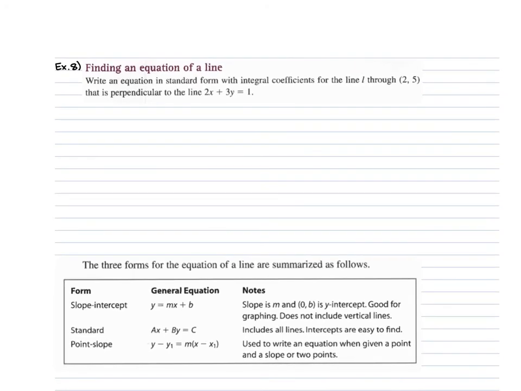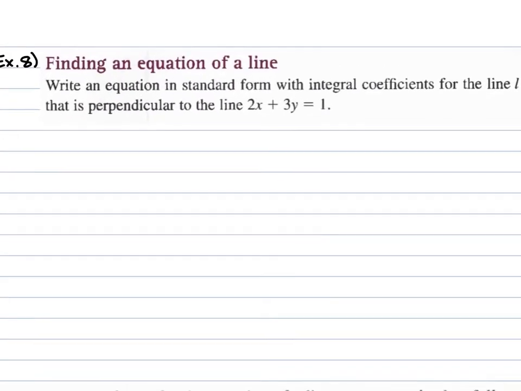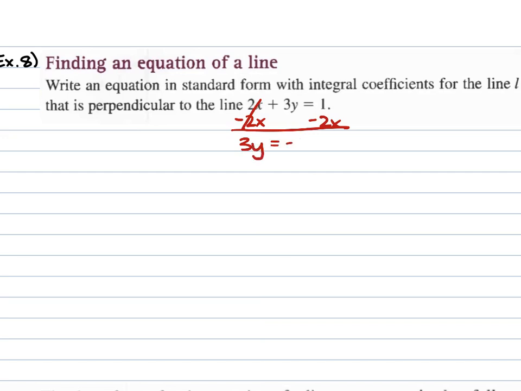For example 8, it tells us to write an equation in standard form with integral coefficients for the line L through 2, 5 that is perpendicular to the line 2x plus 3y is equal to 1. Perpendicular lines have opposite reciprocal slopes. So with this, we can solve this equation, 2x plus 3y, for y to get our slope. I would just move that 2x to the other side by subtracting it. I get 3y is equal to negative 2x plus 1, and then I'm going to divide everything on each side by that 3. So y is equal to negative 2/3 x plus 1/3.